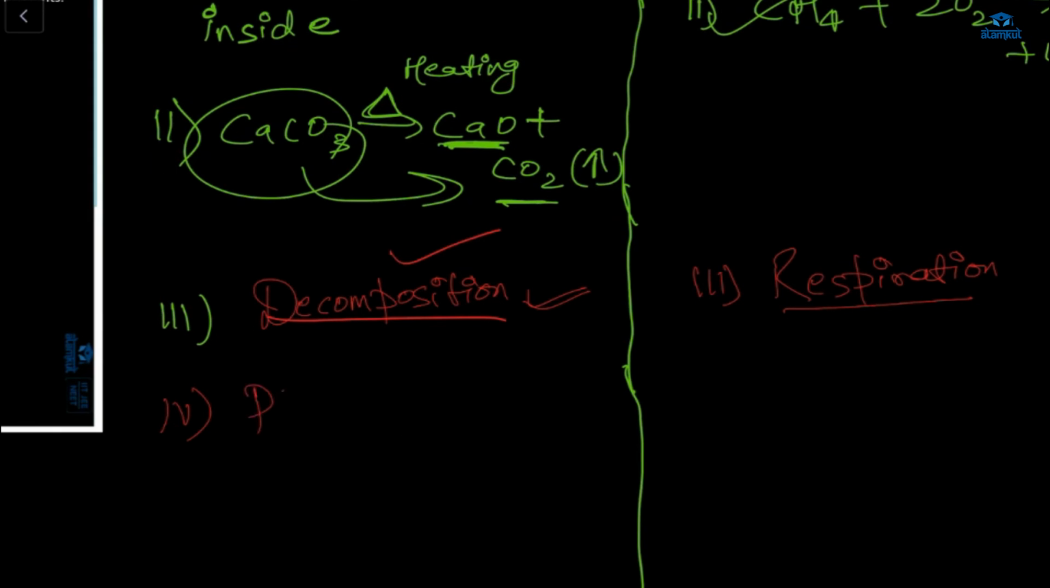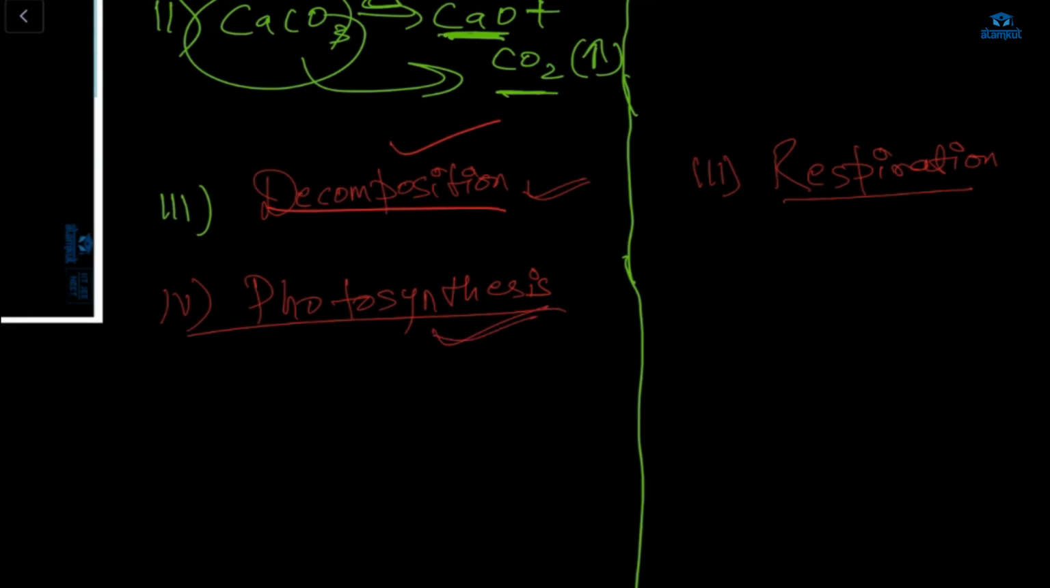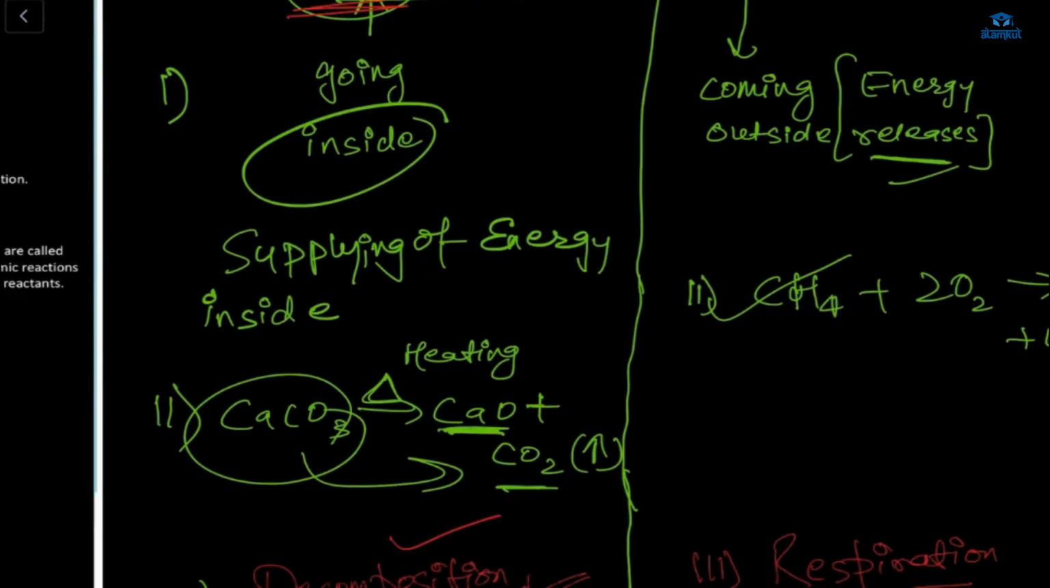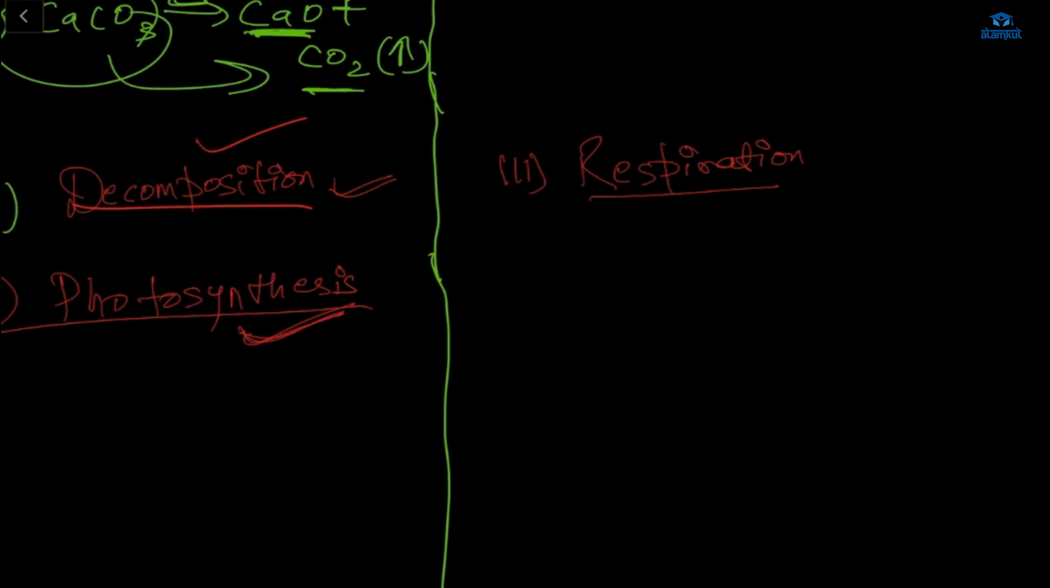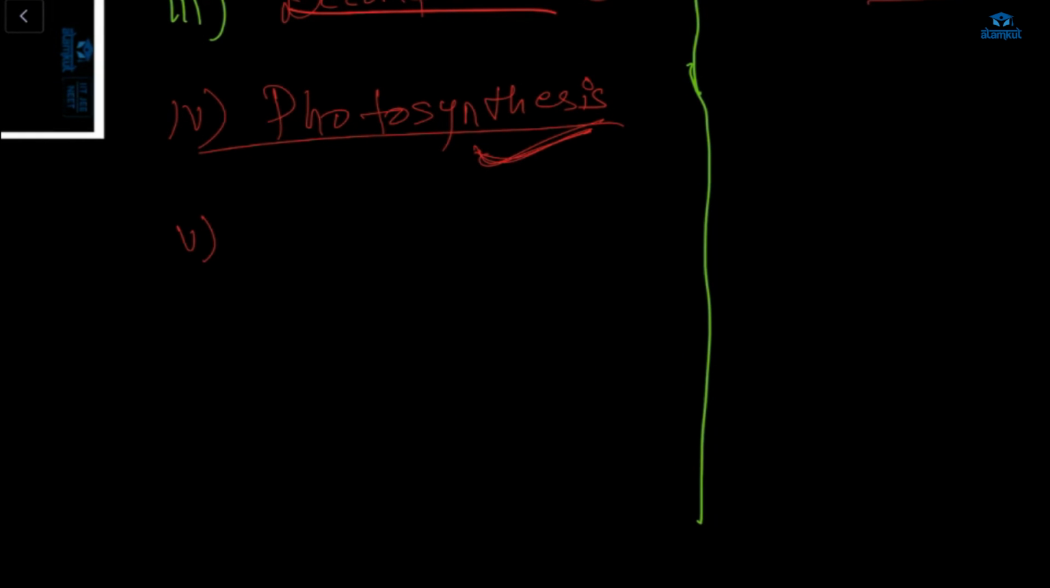Here I can also write photosynthesis. Why photosynthesis? Because the plant is taking energy to make food. Supplying of energy is going on inside the plant. That's why we can call photosynthesis an example of endothermic, because the plant is taking energy to make food.